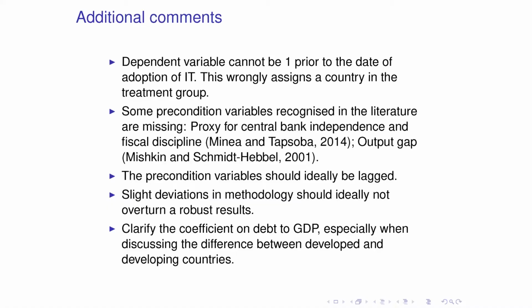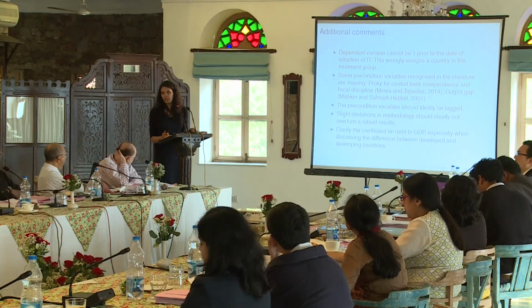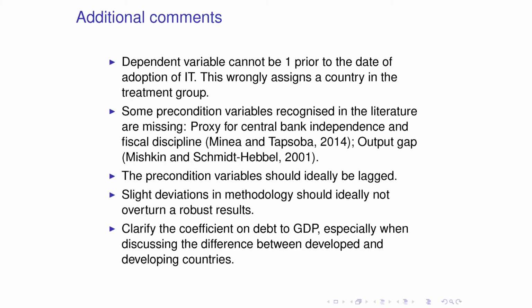Some additional comments are, so currently the paper assigns a 1 in the logit for every year for an IT country, irrespective of whether that country had adopted IT in that year. So that assigns a country in the treatment group wrongly. Then some precondition variables recognized in the literature are missing, like proxy for central bank independence and fiscal discipline, output gap. I also think the precondition variables should ideally be lagged, so that you're looking at it's a precondition to adoption of IT. So they should ideally be looked at in the previous year.